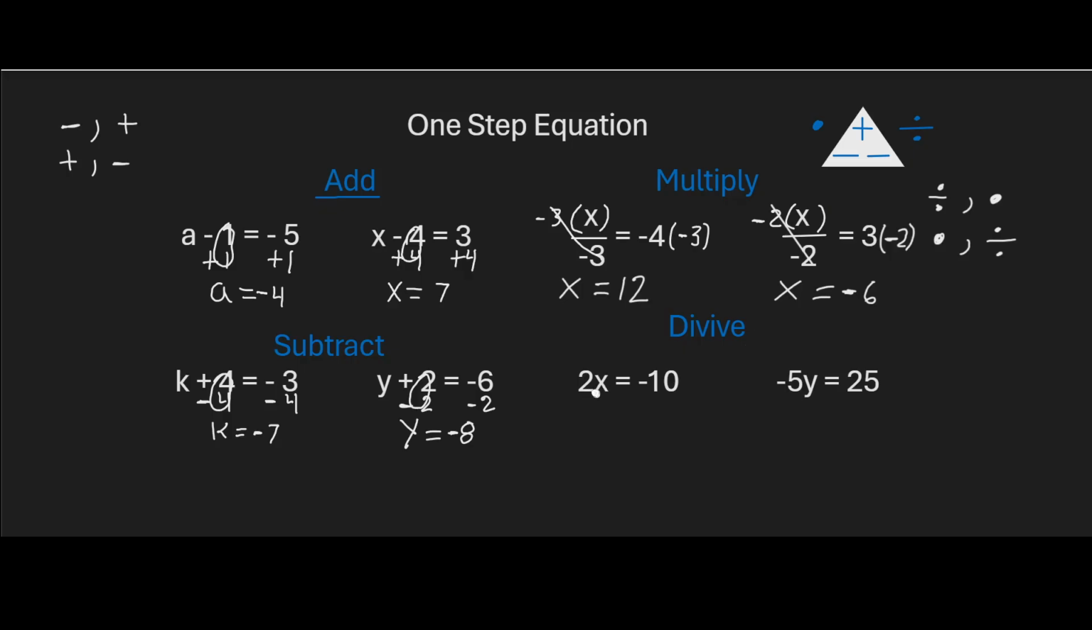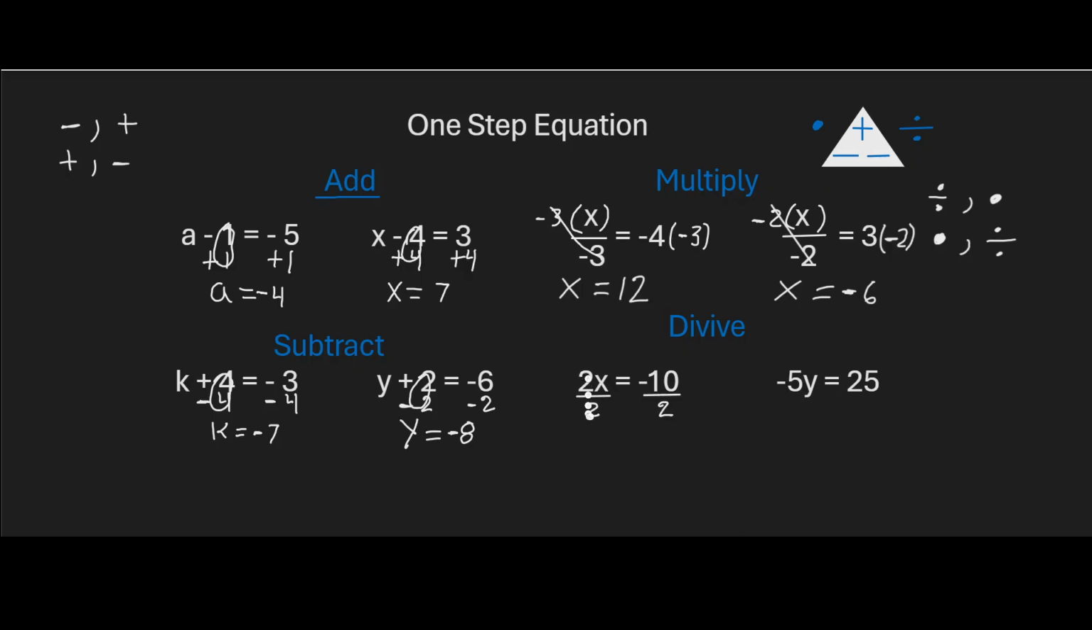So 2 now is multiplying x. Whenever a number is next to the variable, it means that you have multiplication. So here 2 is multiplying x. The opposite of multiplying is going to be dividing. So in other words, to get rid of this 2, I have to divide by 2 to make it 1. Whatever you do to one side of the equal sign, you do it to the other side. So you're going to be dividing by 2.